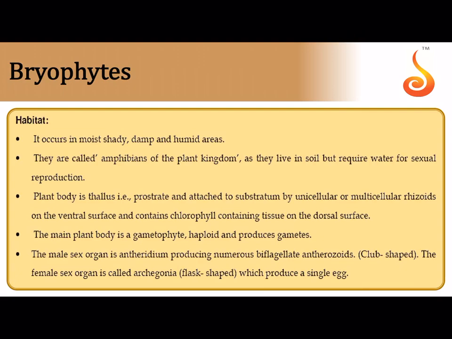Now moving on to bryophytes. Bryophytes are mostly the amphibians of the plant kingdom. They live in moist and shady and damp and humid places, and they require water for sexual reproduction. That's why they need moist conditions always, and that's why they are called the amphibians of the plant kingdom. The plant body again is not well differentiated into a true root, a true stem, and a true leaf because there's no xylem and phloem here.